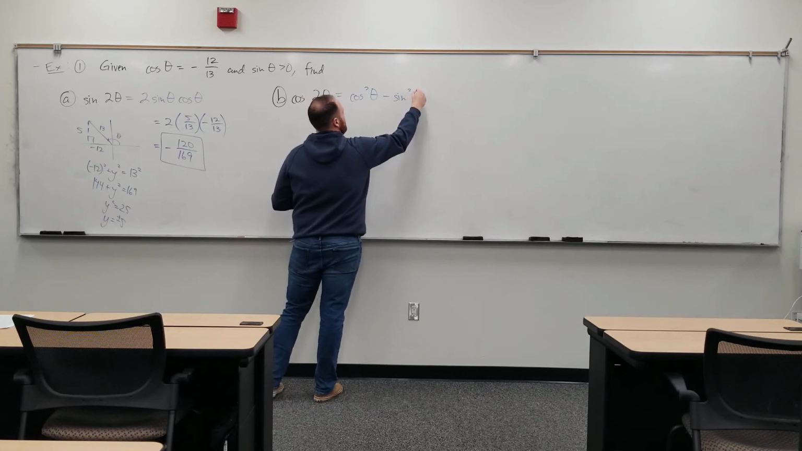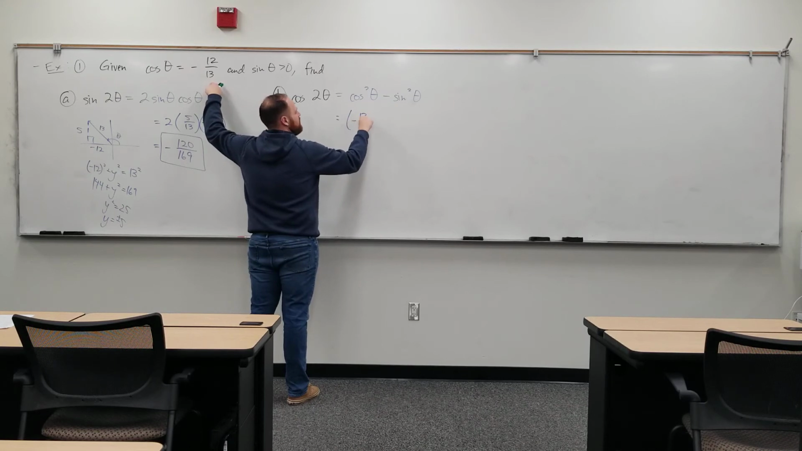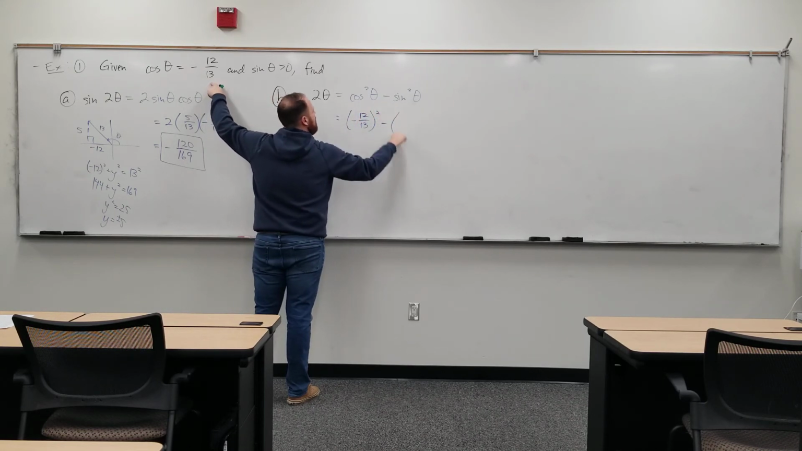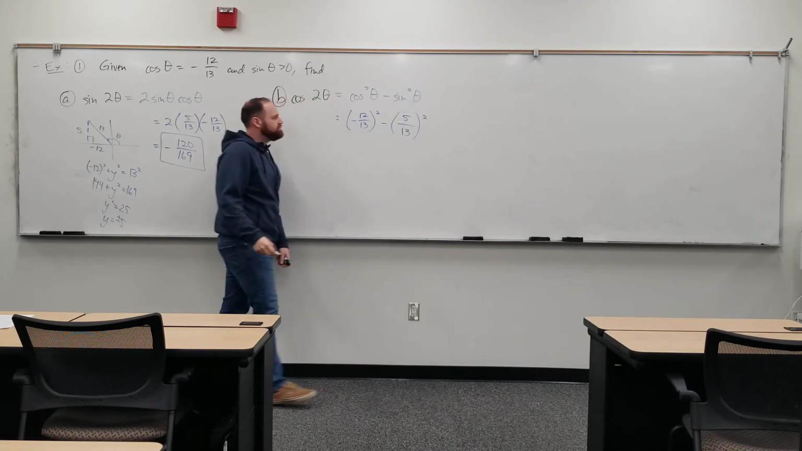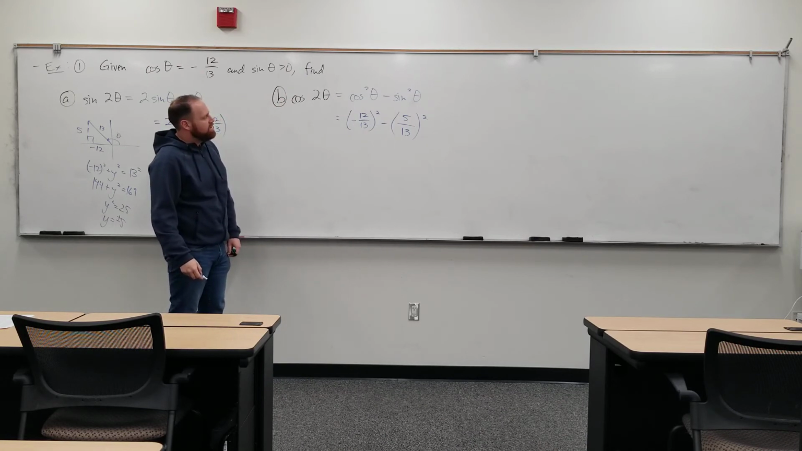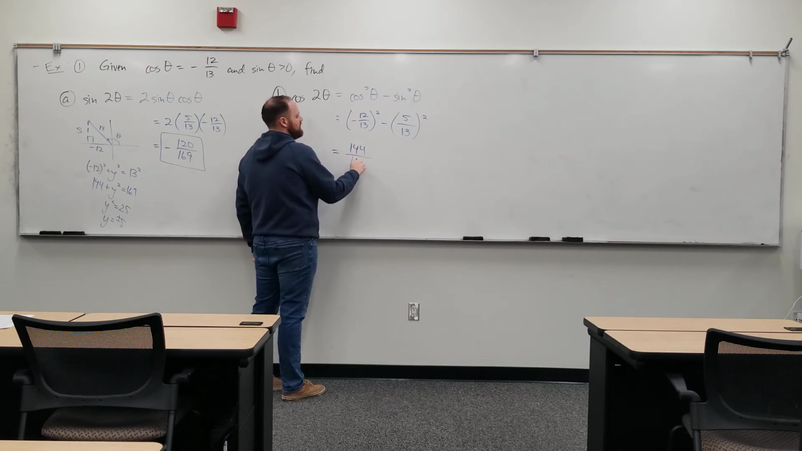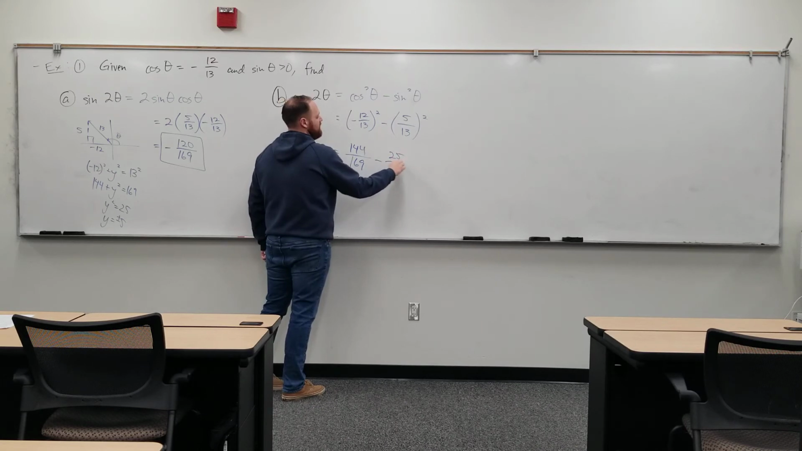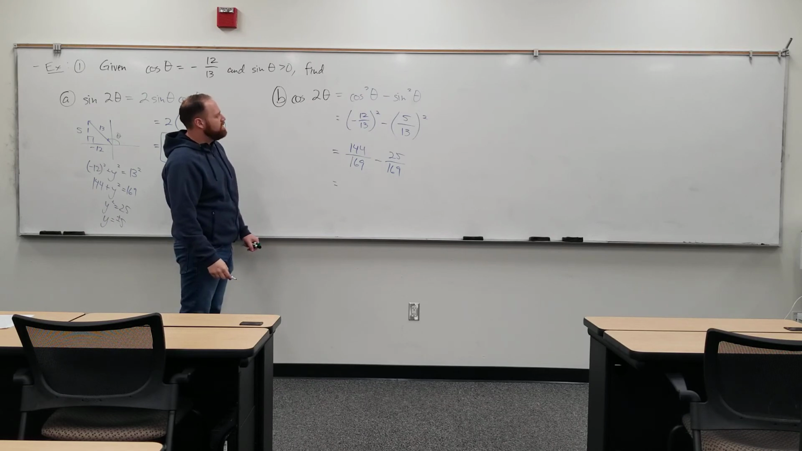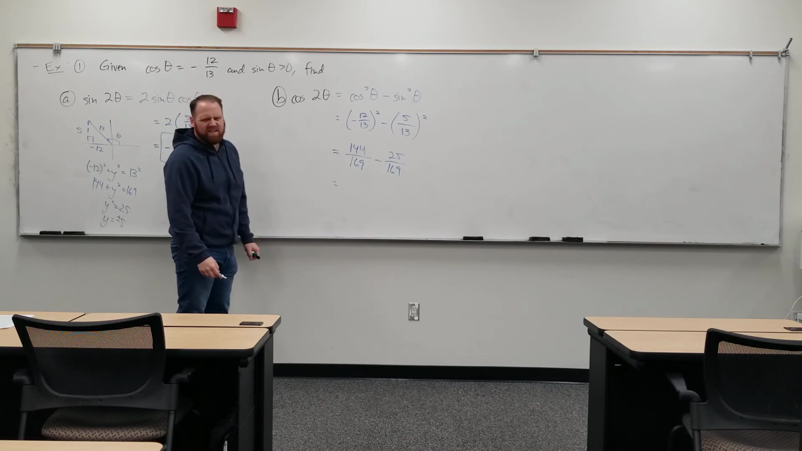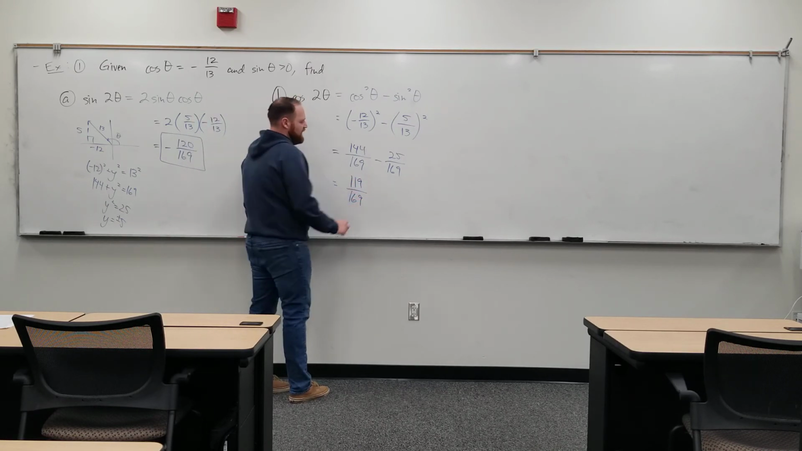minus sine squared theta. I know that cosine is negative 12/13, so this is negative 12/13 squared. And sine theta is 5/13, so this should be 5/13 squared. Okay, so that's going to give us 144 over 169 minus 25 over 169. So what is that? 119? That seems kind of weird. 119 over 169. I can't subtract very well.